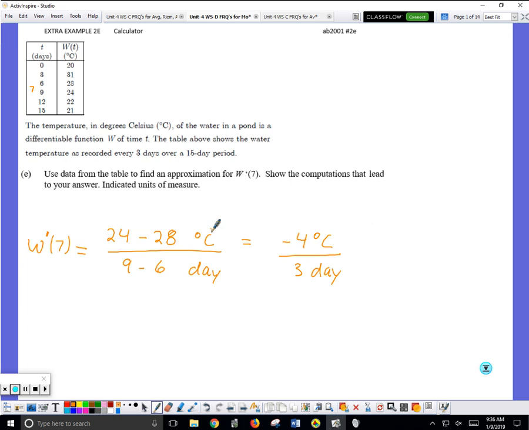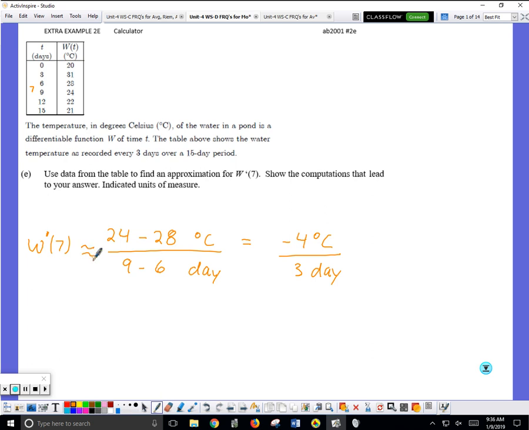Questions here? Anything? Okay, on the AP test, this will be worth 2 points. 1 point for showing your computations, 1 point for the answer matting. Okay, normally, does it matter if you do, when you do W prime of 7, does it matter if you do just equal signs or the squiggly ones? Does it matter because this is an approximation? 2 points.